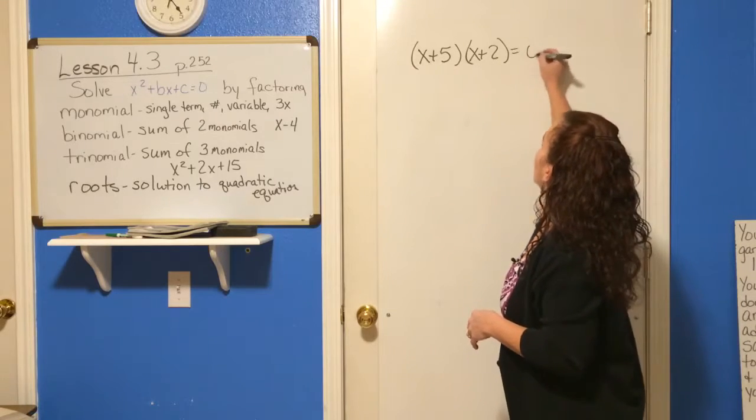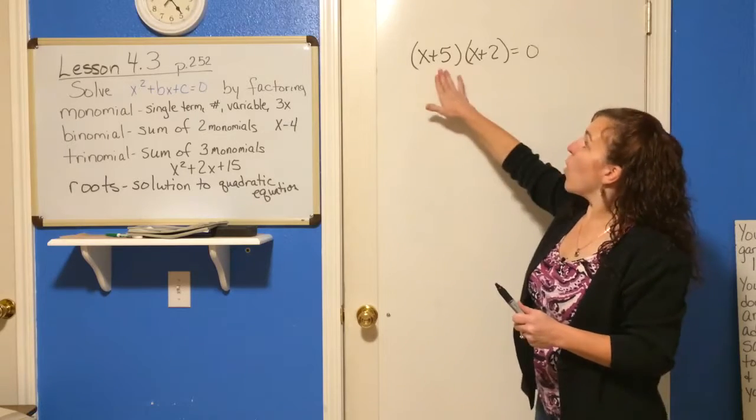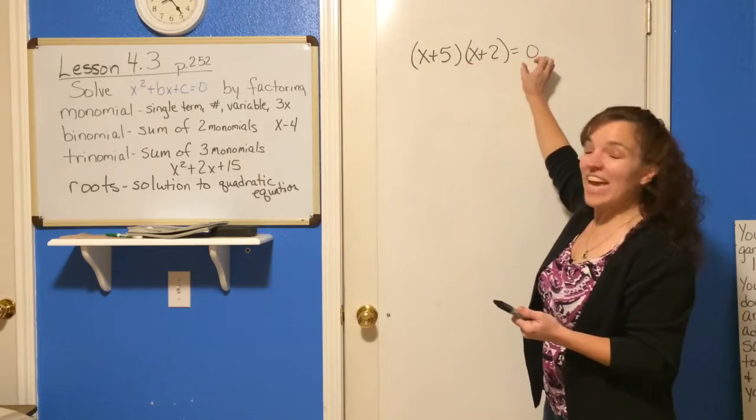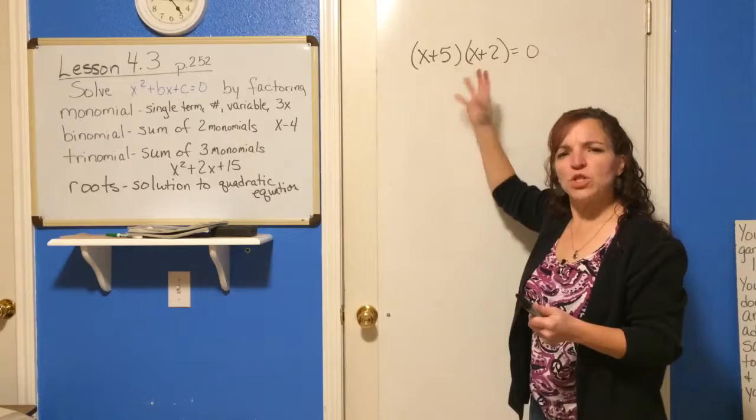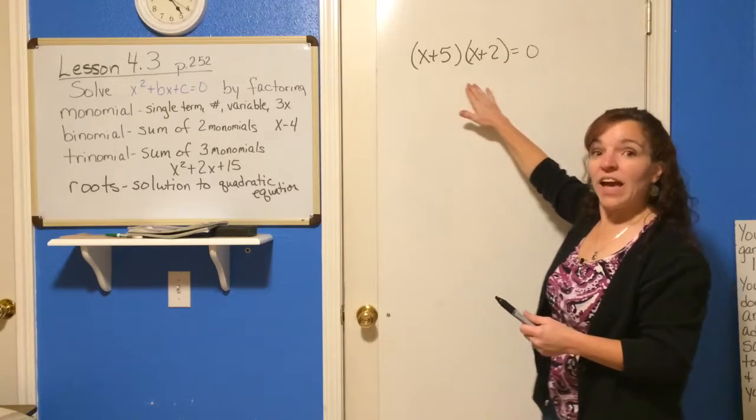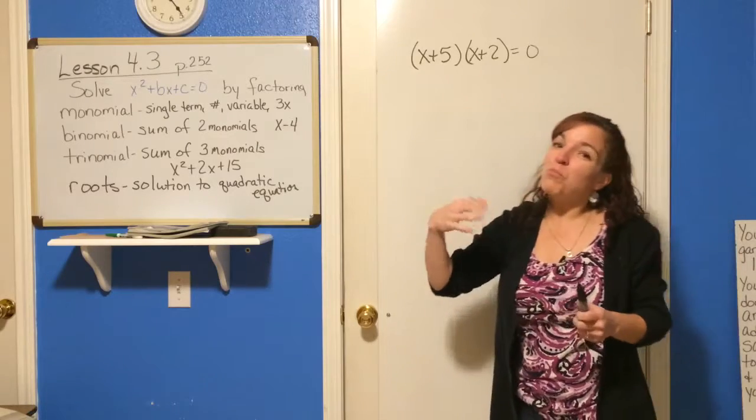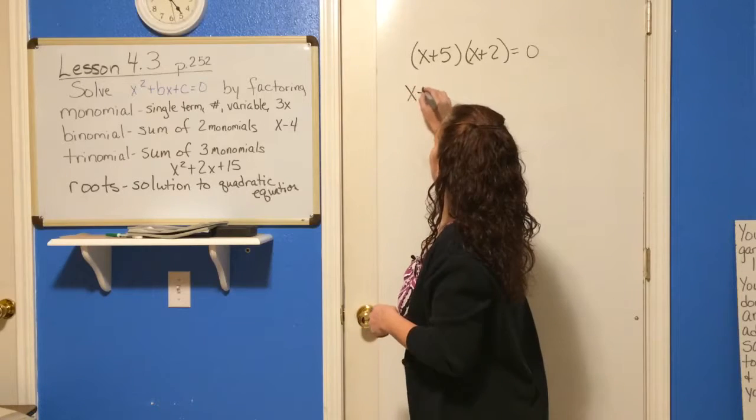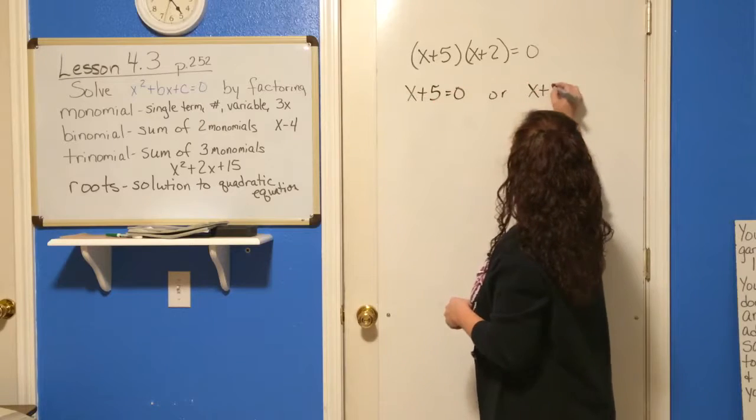If we know that equals 0, we can know that one or the other of these factors has to be 0. Because in order to get an answer of 0 when you multiply two numbers, one of those numbers you multiplied had to be 0. So when you're solving an equation that looks like this, there are two possible solutions. Either x plus 5 equals 0 or x plus 2 equals 0.